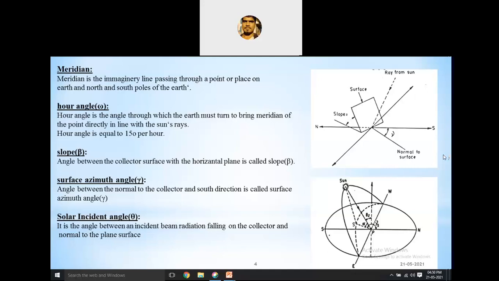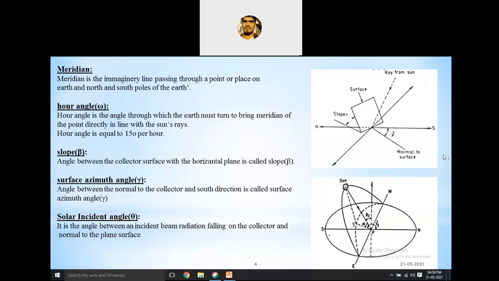And for completion of 360 degrees, it takes 24 hours. In 24 hours, the earth completes one complete revolution. So that revolution is 15 degrees per hour, and it is called our angle omega. Omega is the angle through which the earth must rotate to bring the meridian to point directly in line with the sun rays.